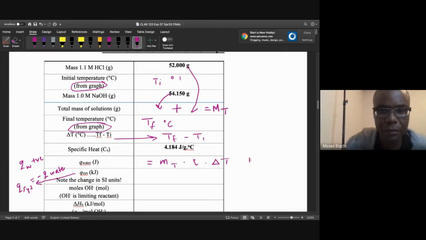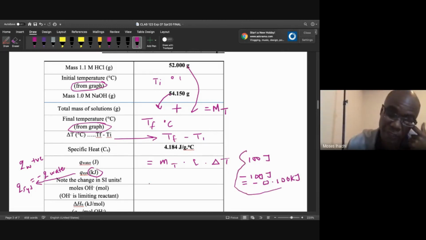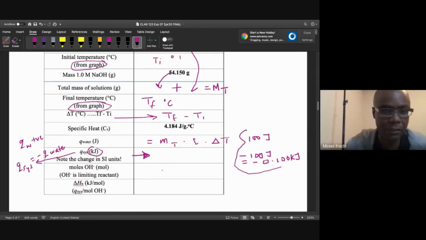So pretend that you got 100 joules here. Then Q of the system should be negative 100 joules. But we have to work with kilojoules. So this is the same as negative 0.100 kilojoules. Just for giving an example. So you have to do your own math and find the number. The difference between QW and QS is just the sign. Put the negative value there, because the reaction is exothermic.